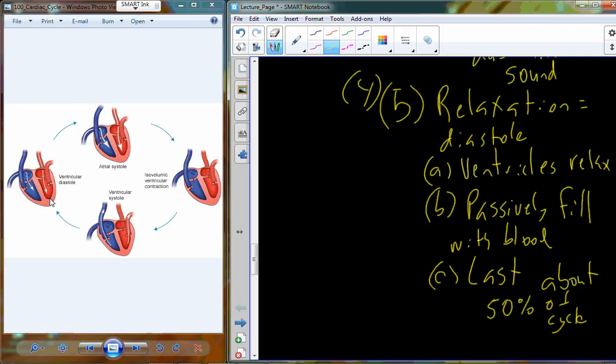Then we're going to go towards this thing called isovolumetric ventricular contraction, leading towards ventricular contraction and ventricular systole, and then back towards diastole. During this phase of the cycle, blood is getting ready to be pushed out. And think of this isovolumetric contraction: basically, it's contraction where you don't have a change in the volume of blood in the chamber.